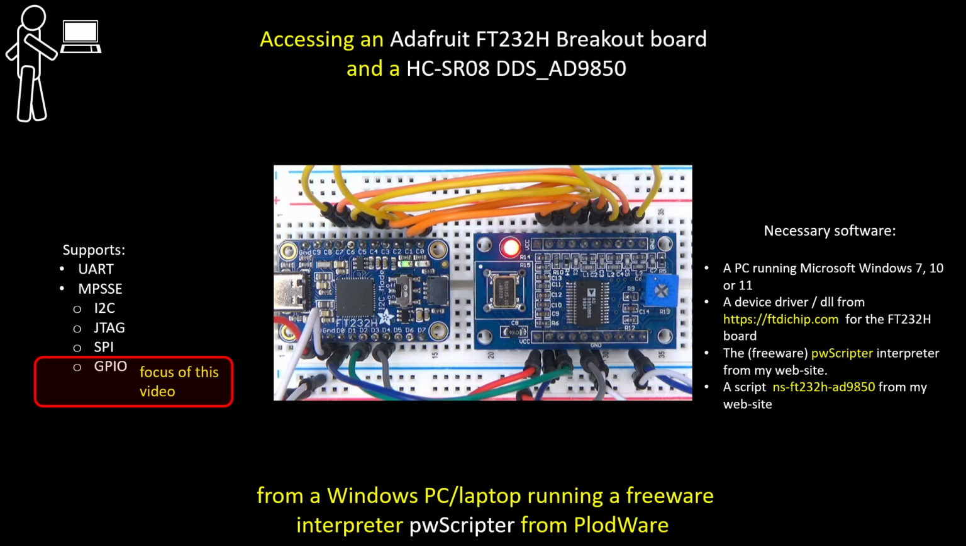We'll be using the GPIO capabilities of the FT232. To make the demo run, if you want to do it yourself, you're going to need a PC running Microsoft Windows 7 or 10 or 11, a device driver for the FT232H chip, which you can get from ftdichip.com. I'll give you some more details about that in a minute or two's time. You'll also need the freeware interpreter, pwscripter from my website, and a customizing script for this demo.